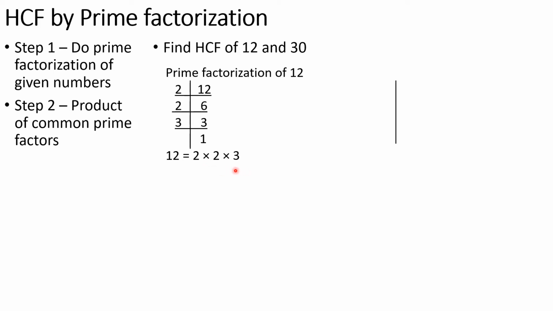You can check your prime factorization. If it is wrong, then this multiplication result will not be equal to 12. And if the result is equal to 12, it means your prime factorization is correct. So 2 twos are 4, 4 threes are 12. It is right and it is in the form of prime numbers. So your prime factorization is correct.